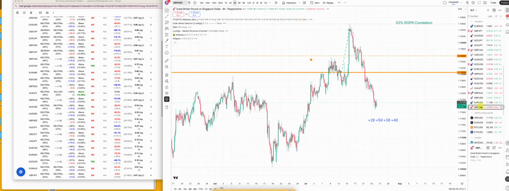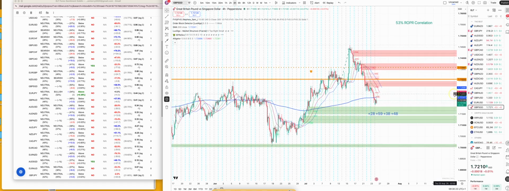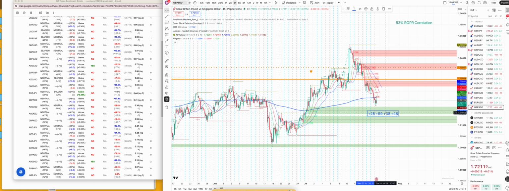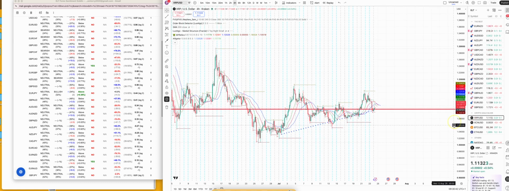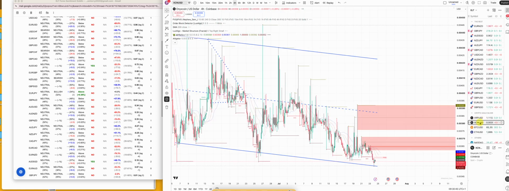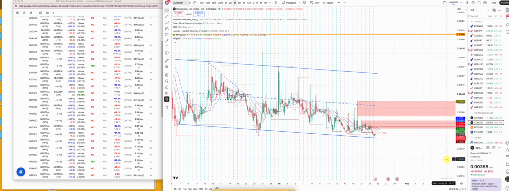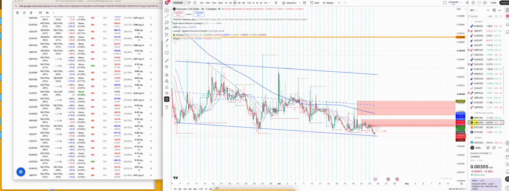Okay, pound Singapore. What's the numbers? Plus 38. Much of a muchness. Moving average cross on the 4 hour, or moving average touch on the 4 hour, depending on how you look at it. XRP, flirting with our line. Point of interest. Onyx coin, yeah, nah.